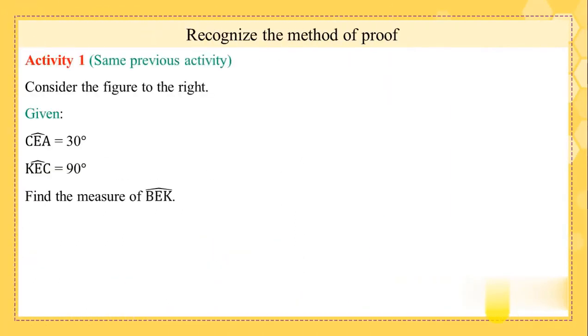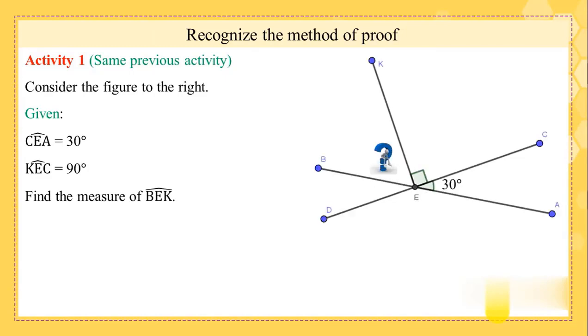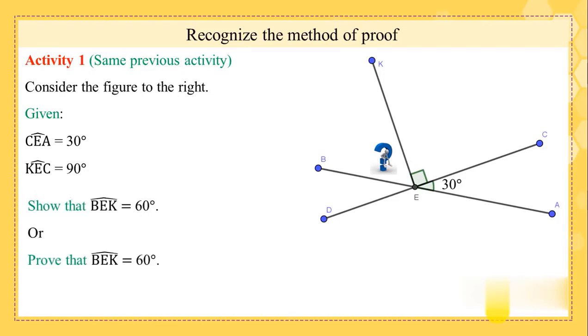Now back to activity 1, the same previous activity. In activity 1, we said, consider the figure to the right. We have to find the measure of BEK. Now we will change the question from find the measure of BEK to show that BEK equals 60 degrees or prove that BEK equals 60 degrees. What do we mean by show that or prove that? Show that and prove that mean that we have to make a proof in order to find the measure of BEK, and it must be equal to 60 degrees.